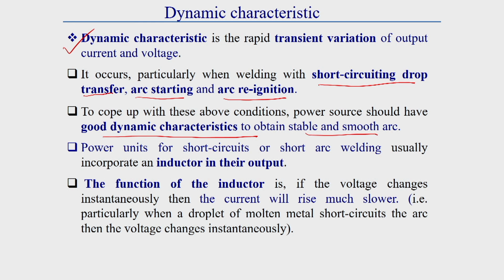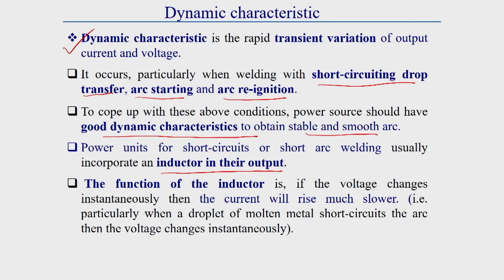So, that is why power units for short circuiting or short arc welding usually incorporate an inductor in their output. To stabilize and smooth the arc, an inductor is generally used with the output of dynamic characteristic power sources. The function of an inductor in short circuit or short arc welding power units is explained next.